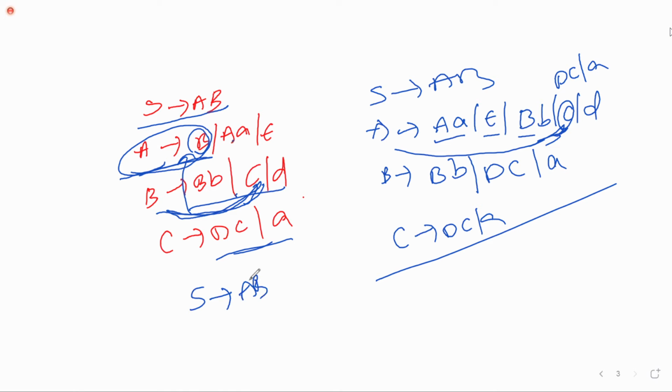Okay. S tends to AB. A is deriving epsilon or A or D, anything I can take. B is deriving A. So from S I am deriving some string, which is not at all useless. Right? S is a useful symbol because it is deriving some string.